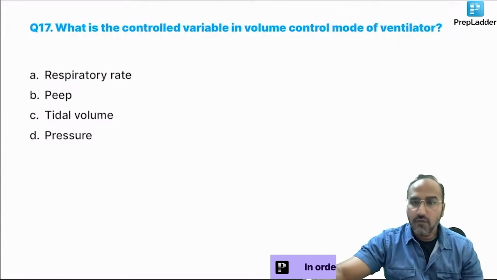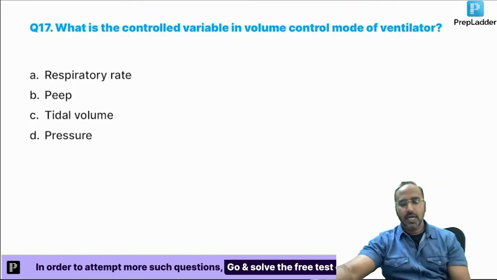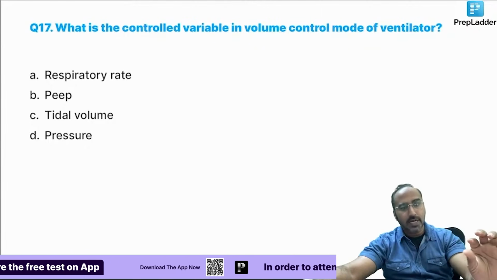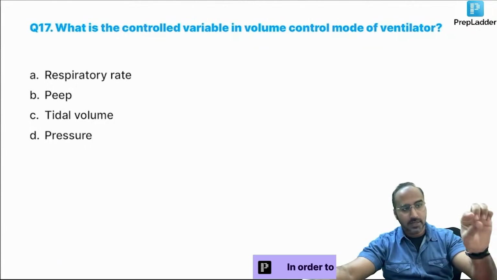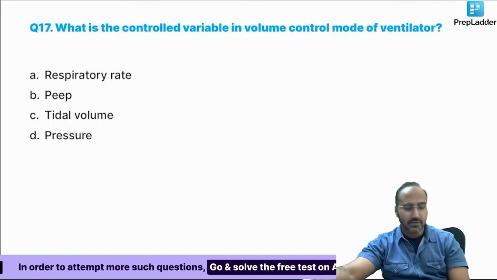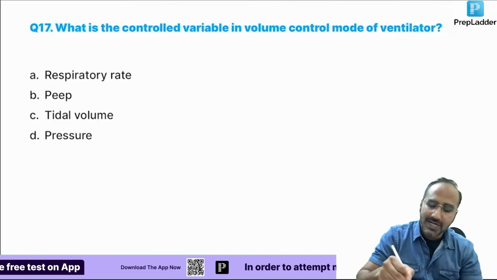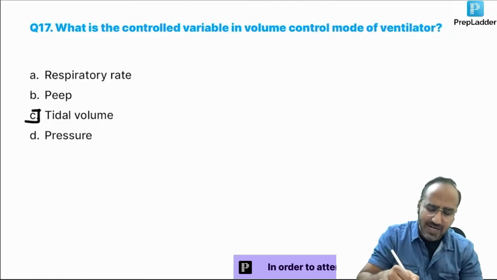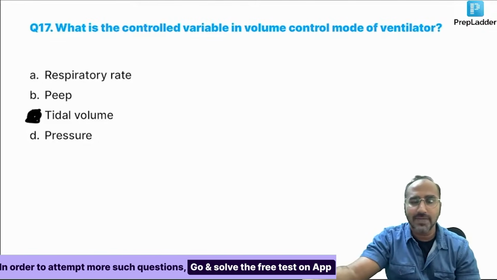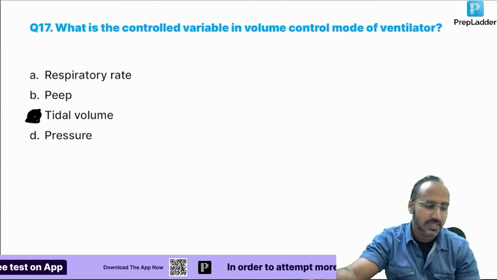Next, what is the control variable in the volume control mode of the ventilator? Control variable means what you are controlling on the ventilator. You set it on the ventilator, then it will take care of other things. The control variable in volume control mode is the tidal volume. You set the tidal volume, and that is the control variable. The variable that you are controlling, not the ventilator, is the control variable.